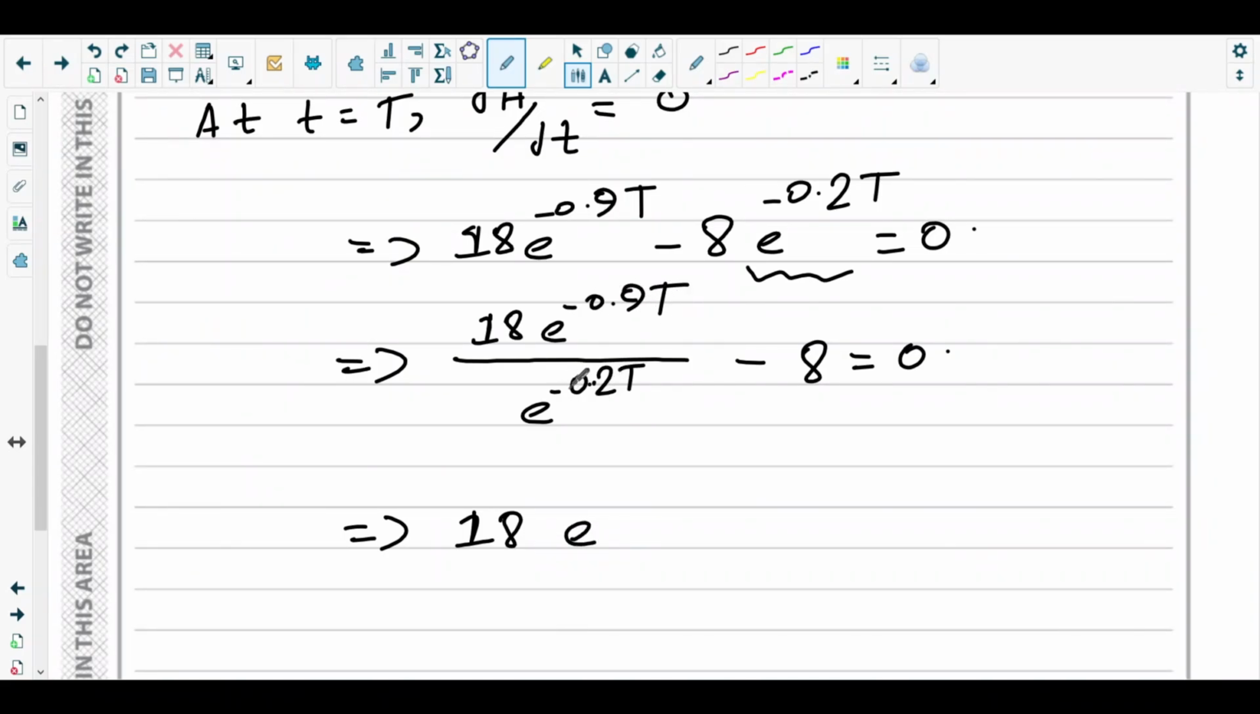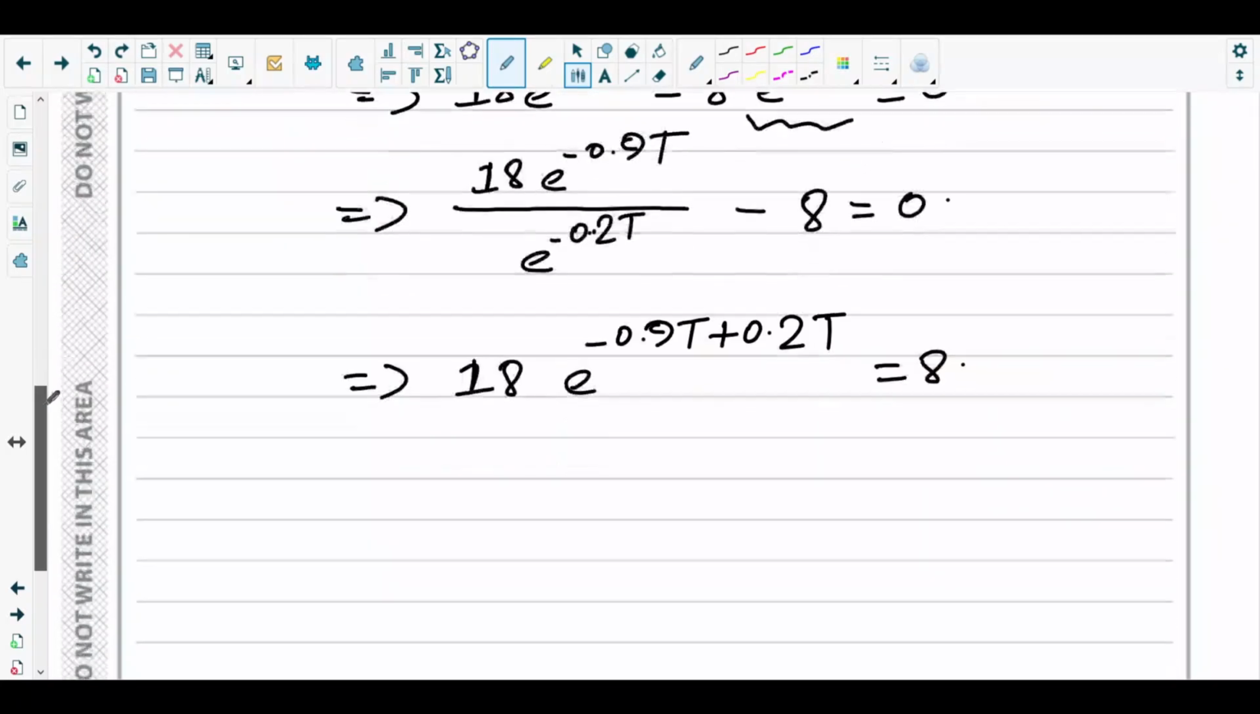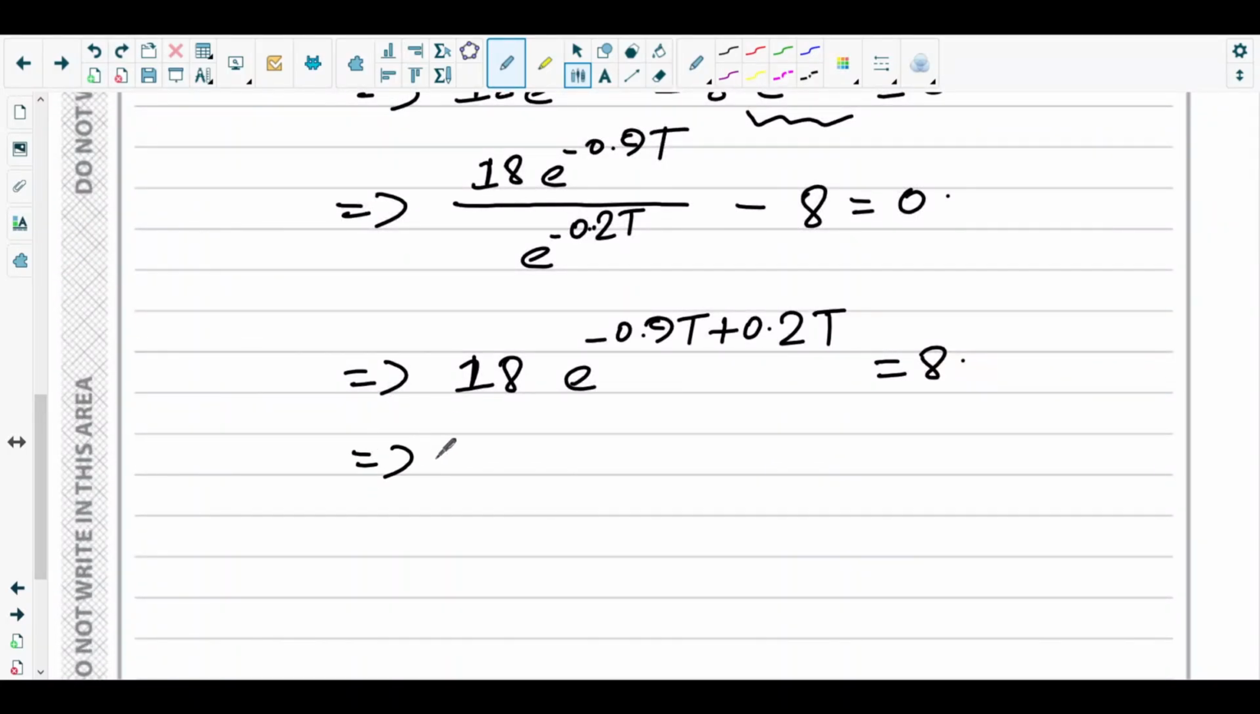So what you will get is 18 times e to the power negative 0.9T minus negative 0.2T, that is e to the power negative 0.7T. This equals 8. So e^(-0.7T) equals 8 over 18, which is 4 over 9.